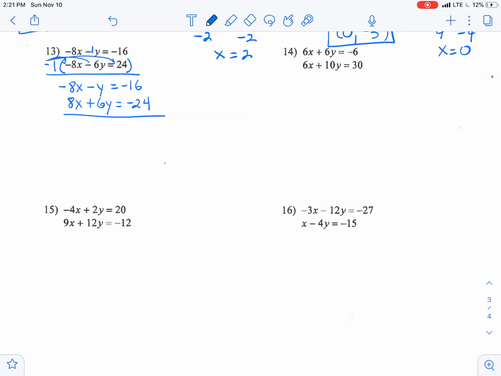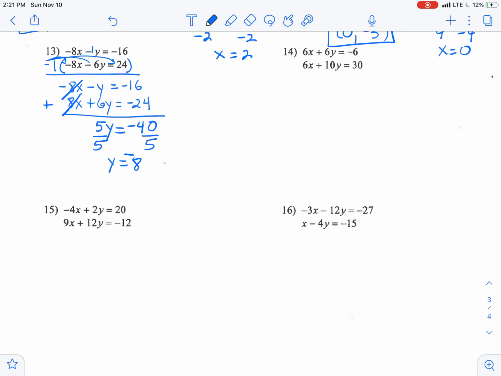Okay? So now when I add down, these two will become 0. And I'm going to get 5y equals a -40. And now I can just solve. Divide by 5. Y equals a -8. Okay?